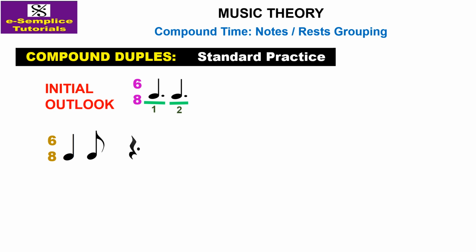Still on compound duples. Take a look at this bar of 6/8 time. Is this correct or wrong, considering the initial outlook? This is correct. Beat 1, beat 2. The middle of the bar is open.